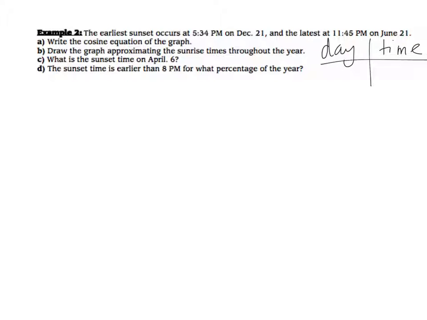We need to take those values and switch them into numbers that we can plot on a graph. So that's why I had listed the number of days in each month, because I want to find out December 21st, what day of the year is that? First day, second day, third day, fourth day. December 21st is day 355. And then we have 5:34 p.m.